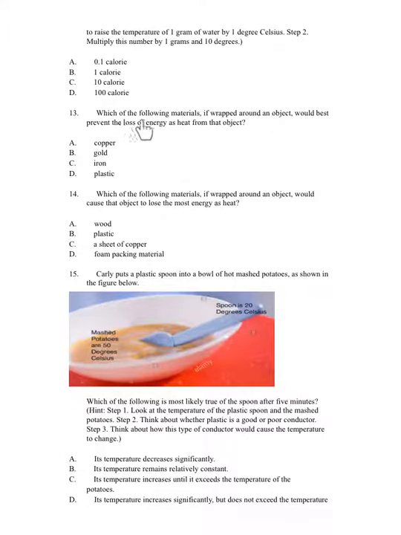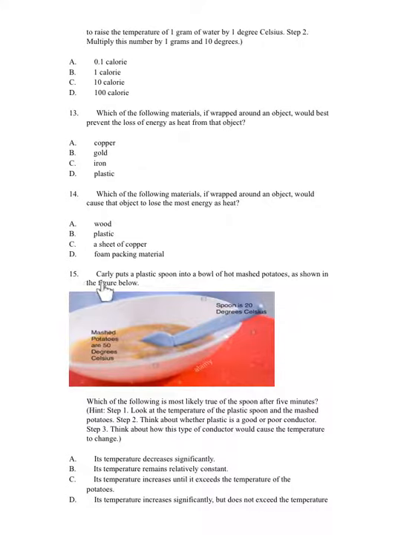Number 13. Which of the following materials, if wrapped around an object, would best prevent the loss of energy as heat from the object? A. Copper. B. Gold. C. Iron. D. Plastic. 14. Which of the following materials, if wrapped around an object, would cause the object to lose the most energy as heat? A. Wood. B. Plastic. C. A sheet of copper. D. Foam packing material.